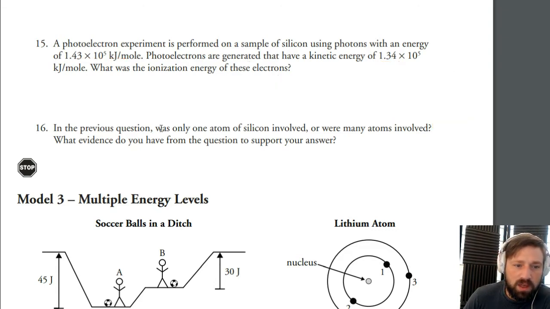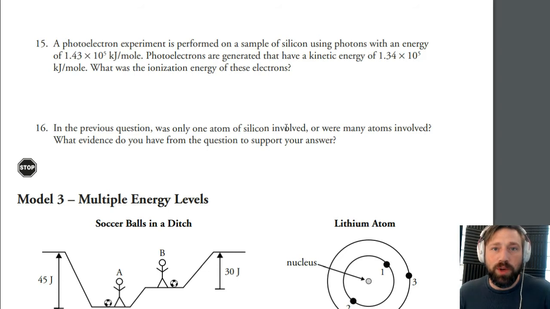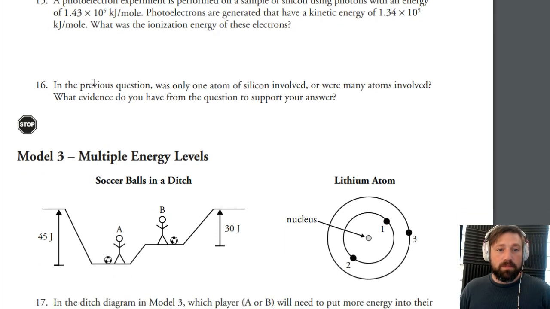Hooray! Previous question, was only one atom of silicon involved or were many atoms involved? This is going to be an example of making sure you look at your units. Here, we're saying it is 1.3 times 10 to the fifth kilojoules per mole. So that means we're dealing with not one atom, but many, many atoms. Just the fact that our units say this is per mole, we're going to assume that we're using more than a single atom in this.